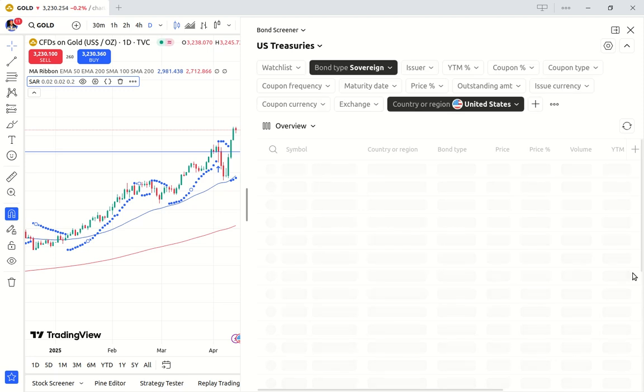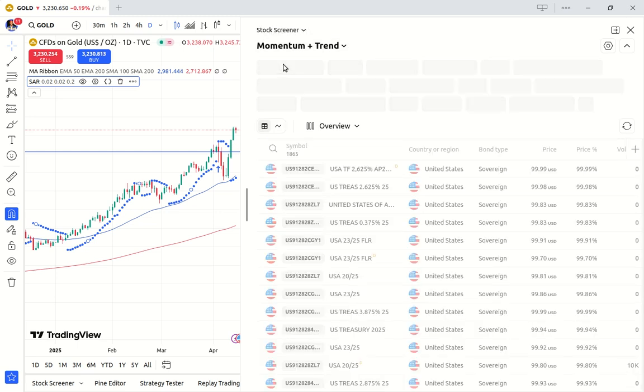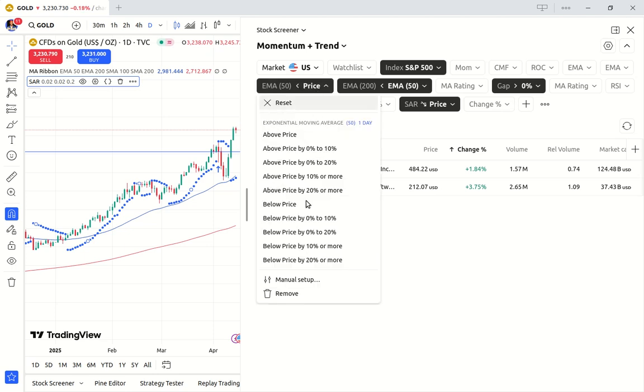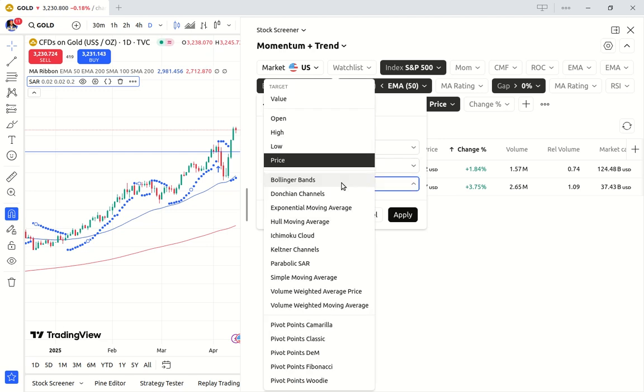trading screener. So we'll start with the stock screener. Now based on the stock screener, as you can see, the price is above the 50-day moving average. Now you can do a manual thing right here. So yeah, basically that's it right there.